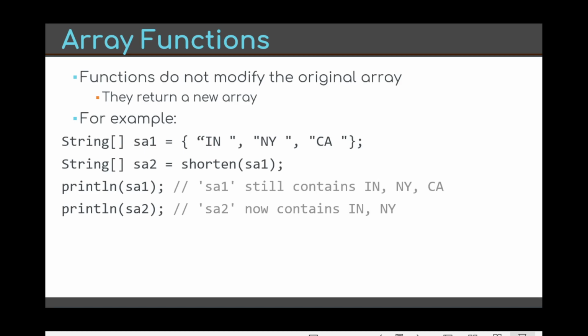When we print SA1, it still contains all 3 values. If we print SA2, it contains only the first 2 indices. Right, so shorten takes whatever array you have, creates a new array that's just 1 length less, and gets rid of the last value. The first array still exists. There's still a box for the first array. The second, SA2, is a new array of boxes with just one less box in it.